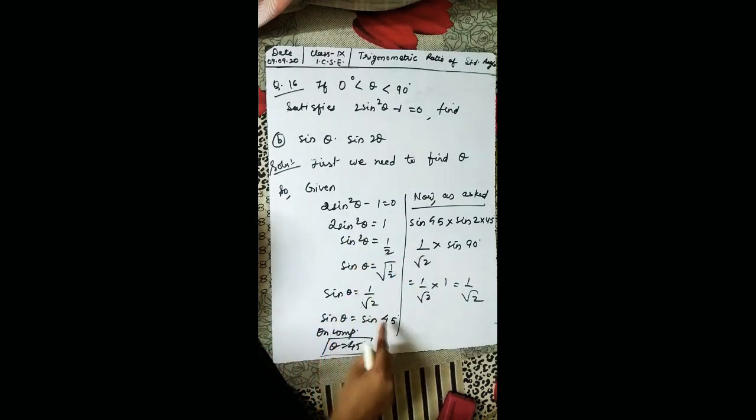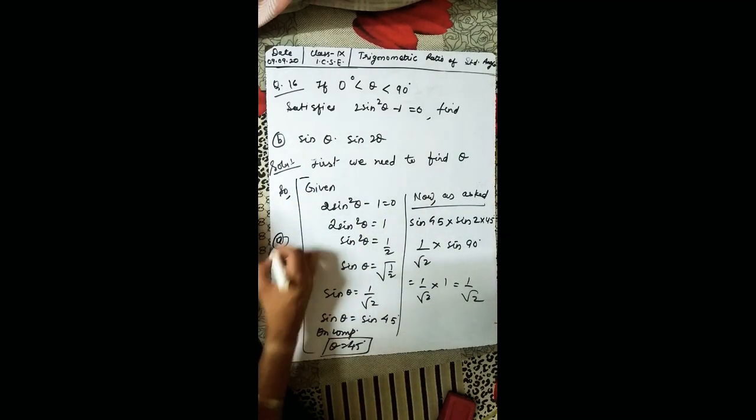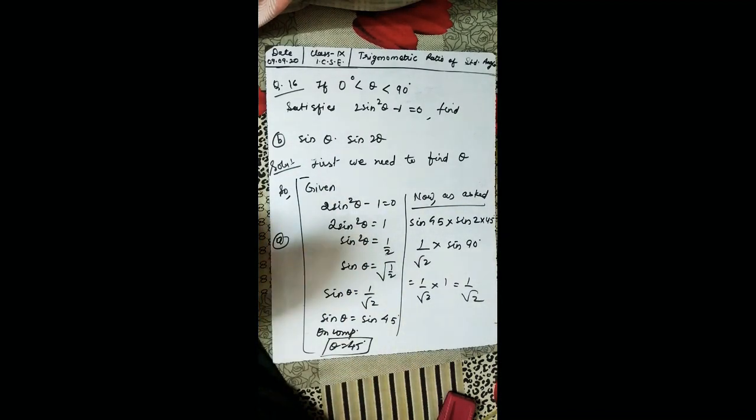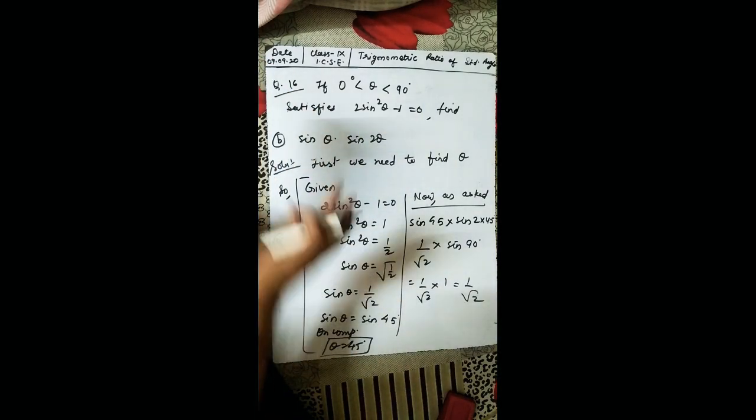1 upon under root 2 is sine 45. So on comparing, theta equal to 45 degree. So this step, you have to do in A question also. The same lines, same steps you have to write in A also. Then only you will find the A question, because we need theta, no?